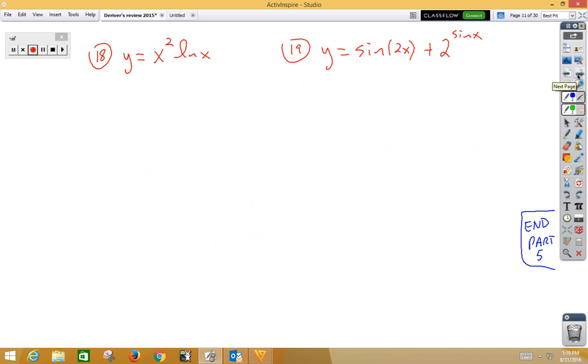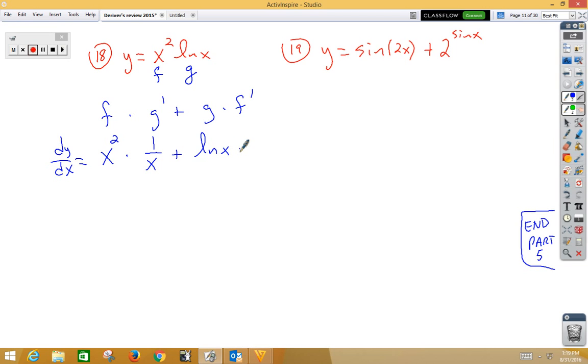In problem 18, we have product rule. So there's my first function, there's my second function. We need to go f times g prime plus g times f prime. dy/dx is equal to first function multiplied by 1 over x plus the second function multiplied by 2x. We can do a little canceling over here. So dy/dx would be x plus 2x natural log x.